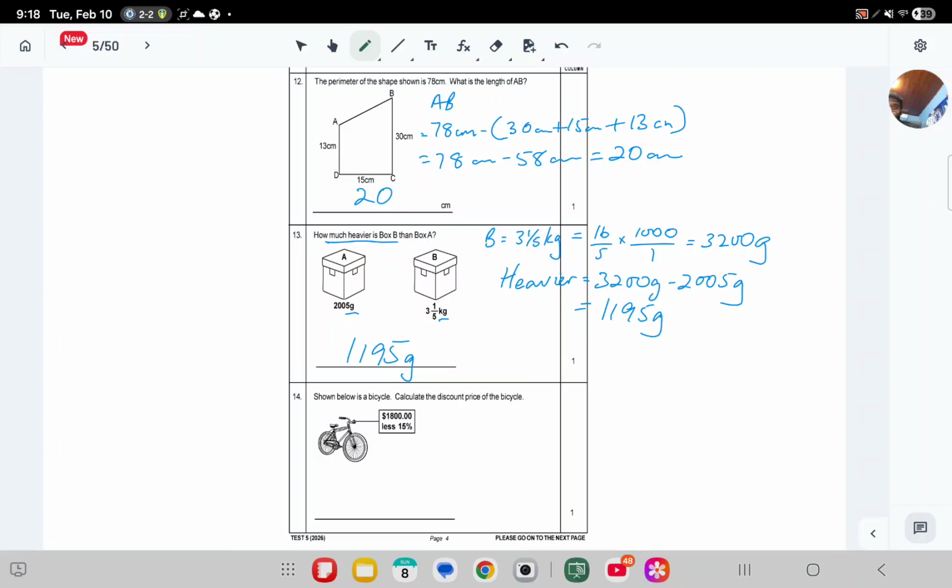Shown below is a bicycle. Calculate the discount price of the bicycle. So we just want to find out how much discount you're receiving. So the discount, it's 15%. So percentage is out of 100, multiply by 1,800 over 1, cancel the zeros, 15 by 18, that will give us 270. So $270 in discount.